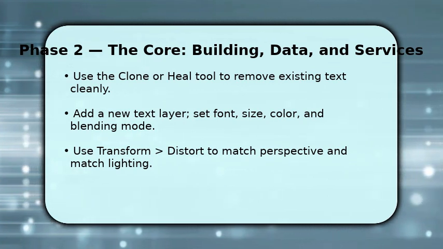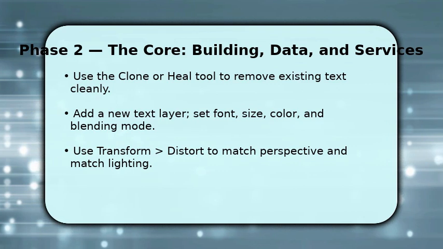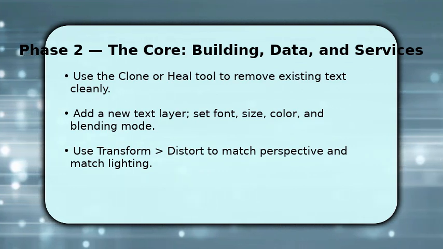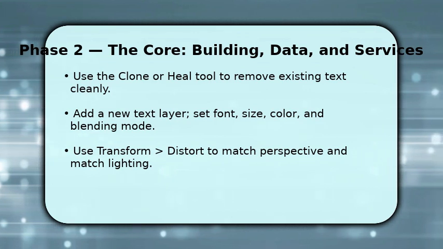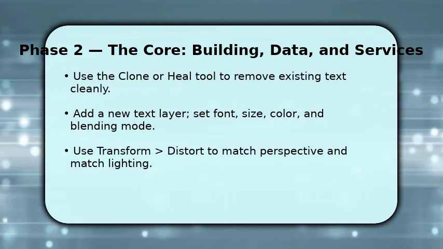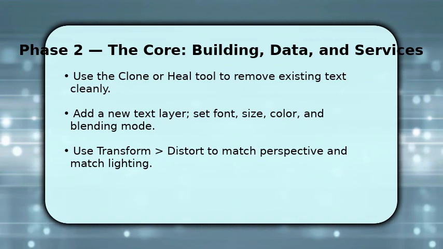Then use Transform Distort or Perspective to match the sign or surface angle. Make small opacity adjustments and duplicate the text layer for subtle shadow or highlight layers to sell realism.